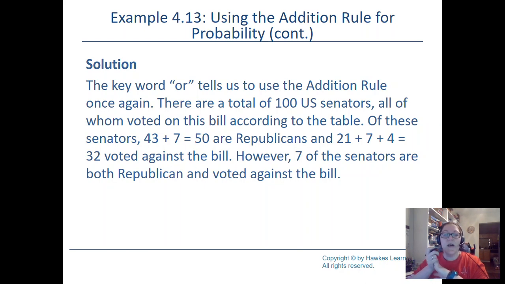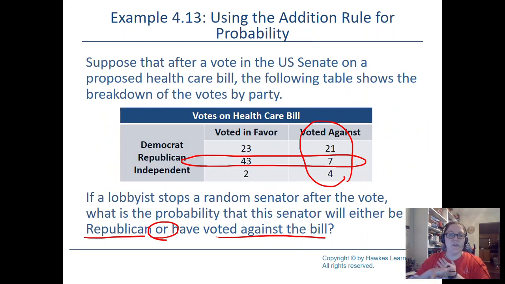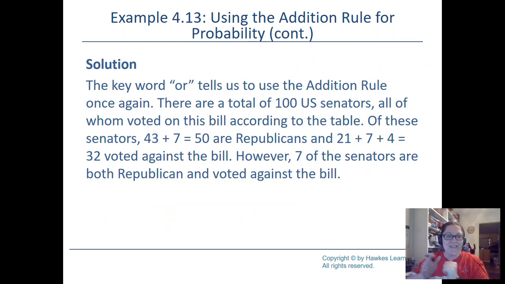Okay, so there's a total of 100 senators, all of whom have voted on this bill. Okay, and it didn't say in the problem, so just in case you're a little unsure how I got 100, you can add all these up, and you should get 100 total. Okay, but also by our knowledge, the U.S. Senate has 100 senators. Okay, all of whom voted on this bill according to our table. And basically, of these, 43 plus 7 of them are Republicans, and 21 plus 7 plus 4 voted against it. However, again, 7 of them are the both and.